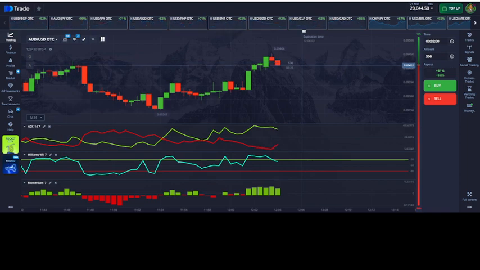In this video, I'm going to be trading OTC currency pairs on Pocket Option using the ADX indicator, the Williams percent R indicator, and the momentum indicator.